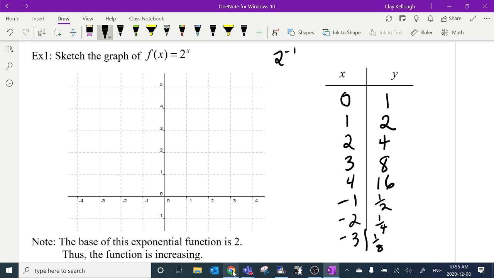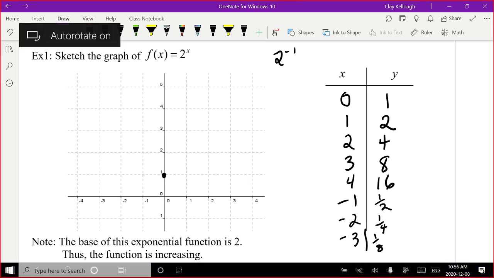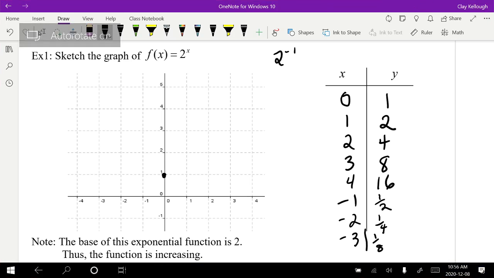Okay, I think you can see what's happening here. We will, for sure, have this point here. So we have the point 0, 1. We have the point 1, 2. 2 becomes 4. 3 is already past the screen. I can't see that. So we are swooping upwards very quickly.